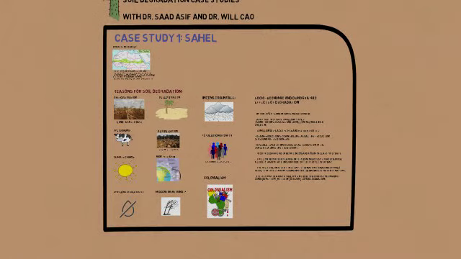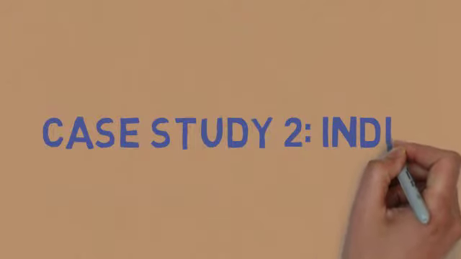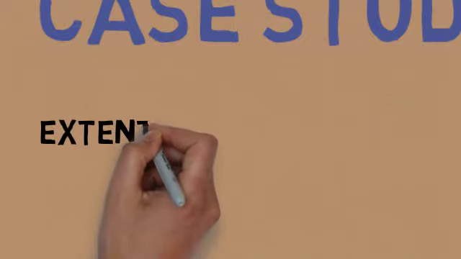So that finishes everything up for the Sahel case study, and we're going to move along to the India case study. India case study. Soil and land degradation in India is a serious concern for the future economic, social, and environmental sustainability. The extent of degradation in India.